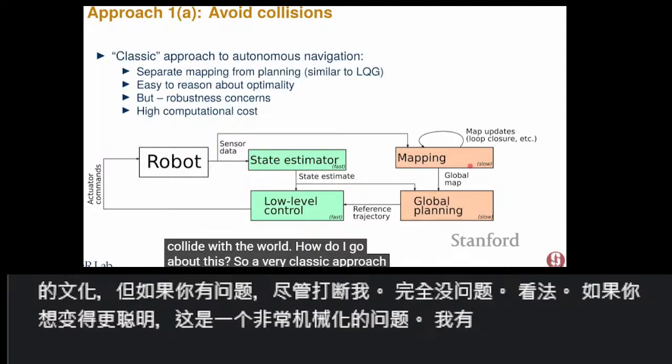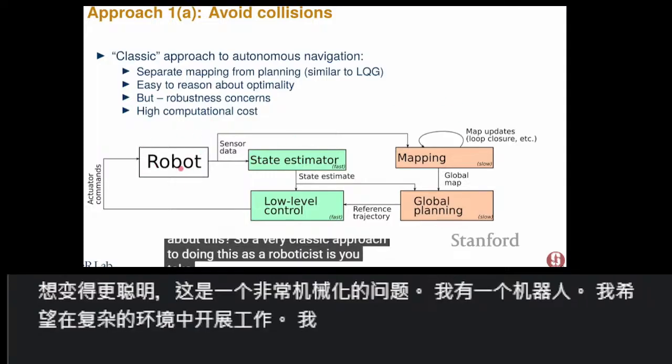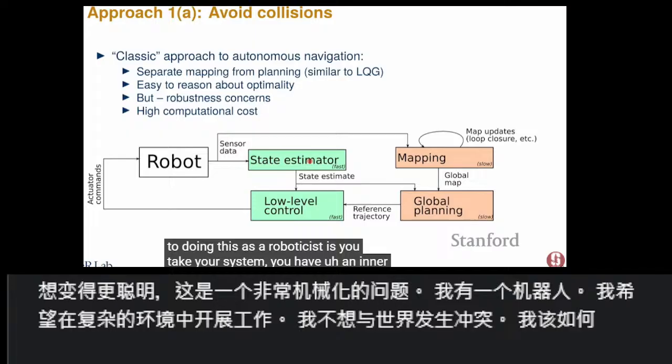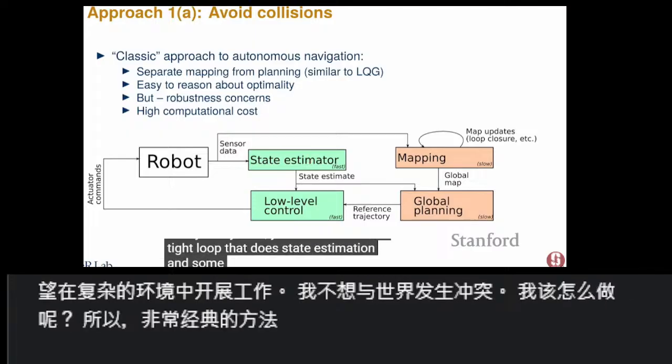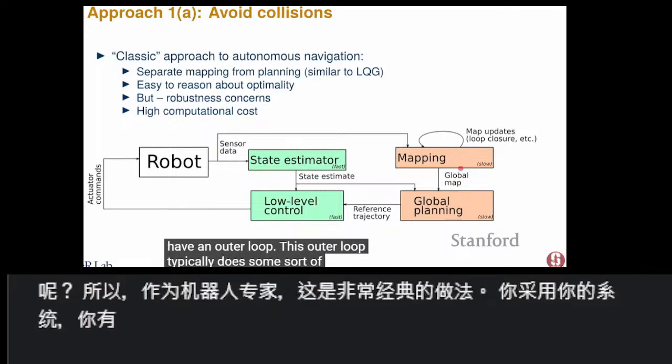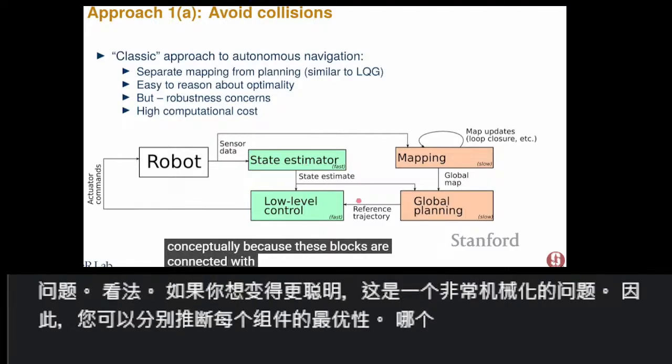A very classic approach to doing this as a roboticist is you take your system, you have an inner tight loop that does state estimation and some low-level control. You have an outer loop. This outer loop typically does some mapping and some global planning inside the map, and you then have a stack like this. What's nice about the stack is it's modular, so you can reason about optimality for each component separately, which is good. The downside is it tends to be somewhat fragile, and it's fragile, I think, conceptually because these blocks are connected with narrow connections, right?